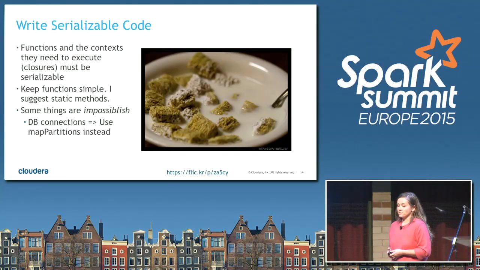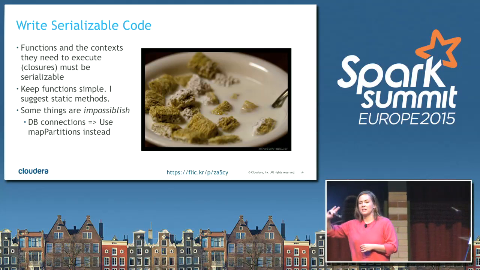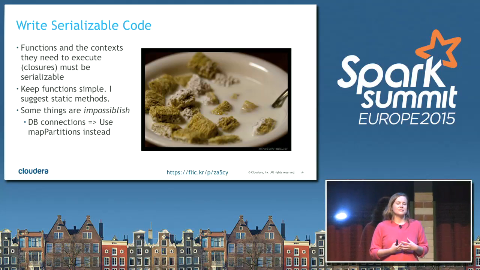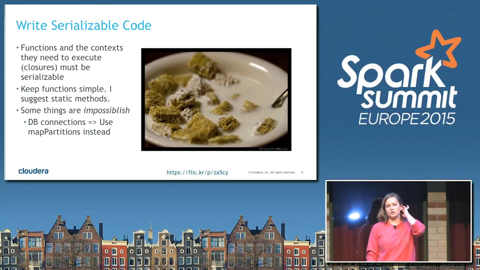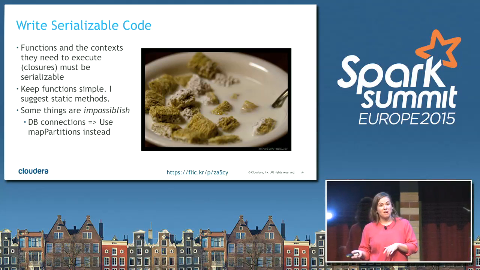So, writing serializable code. Like I said, keeping methods static and making sure the functions and their closures are serializable, that's generally my technique. Some things are just not serializable. Let's take a database connection. You can't serialize a database connection and ship that to another machine. I don't even think you can use it in a separate thread.